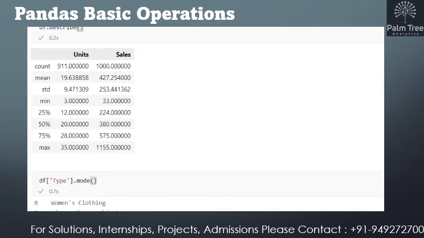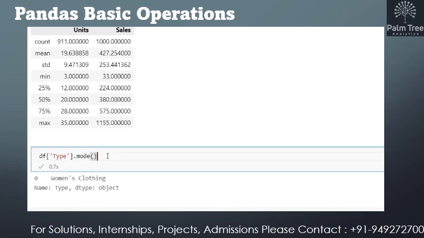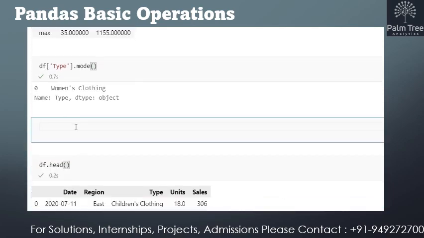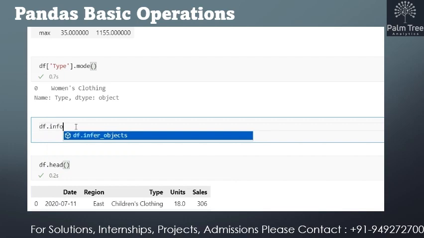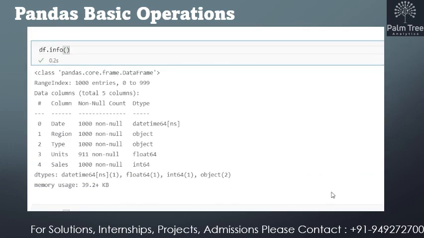If you want to know more details of the categorical variables, use df of type dot mode. In this data, clothing has the most occurrences. Also, if we type df.info, we can see more information about all the variables and features, like date, region, type, units and sales, and how many are non-nulls and how many nulls.